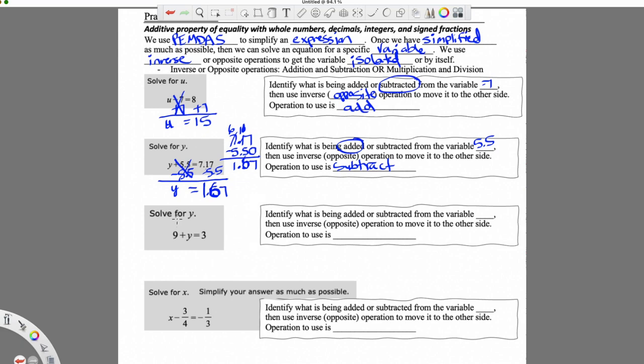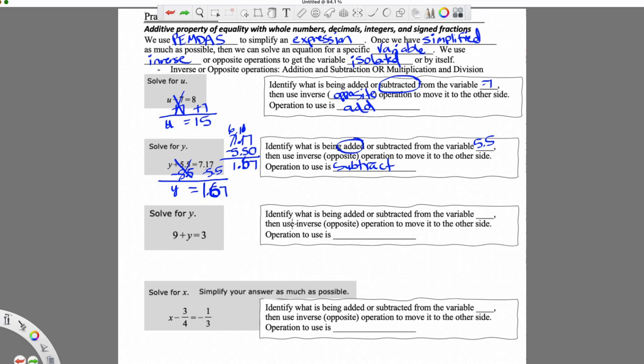So now we have solve for y. 9 plus y equals 3. So integers, that's the third one we were practicing. Integers just means it can be positive or negative. It's not just whole numbers. We did have a -7 here. So really, these two are kind of the same practice, the first one and the third one.